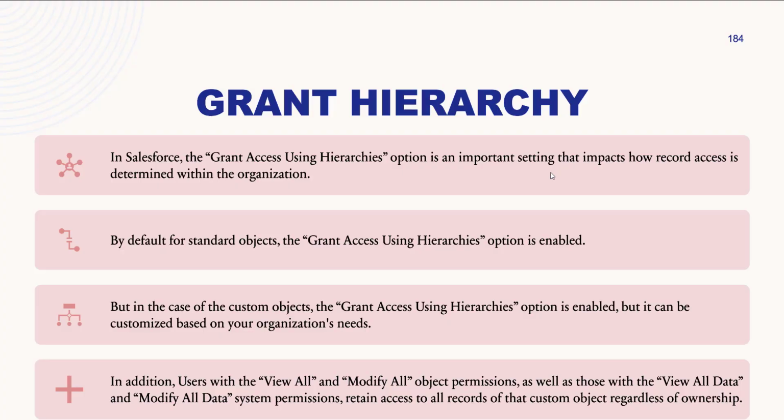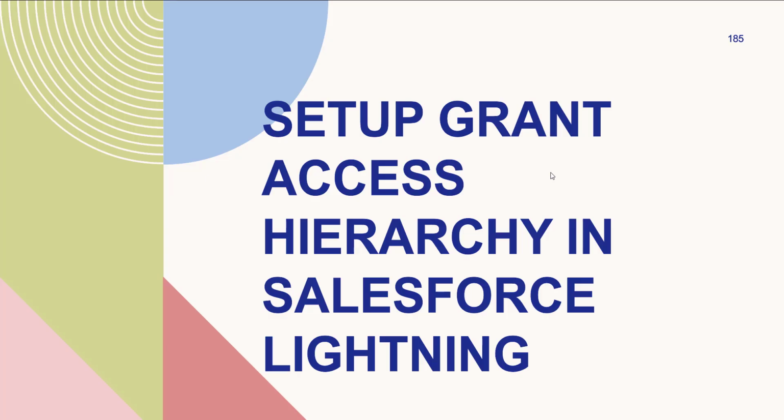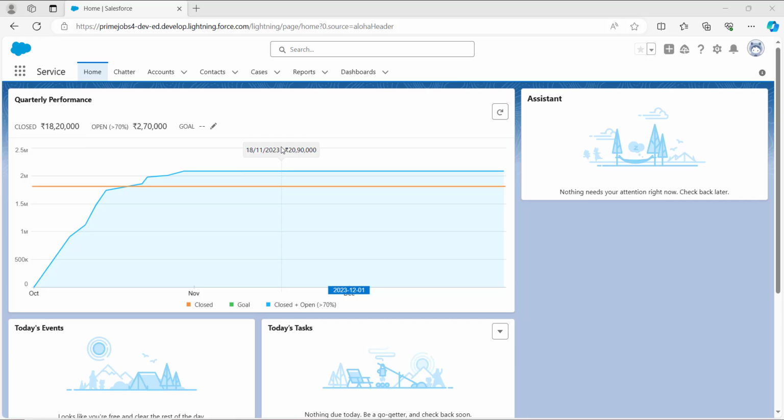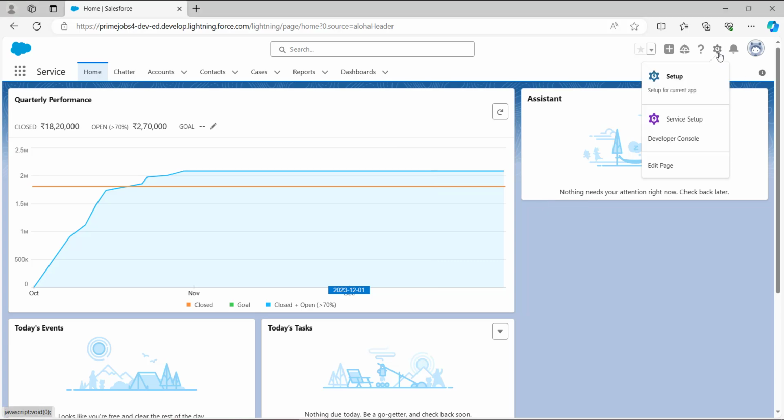So now let's proceed and learn how to set up Grant Access Using Hierarchy in Salesforce Lightning. For this, your first step is to log in to your Salesforce account in the Lightning interface as an administrator. Once you have successfully logged in, make sure that you are on the main home setup page. By default, we always land on the home page of the Lightning interface. So for this, you need to click on the gear icon given on the top right side and click on the Setup option that takes you to the setup for the current app.